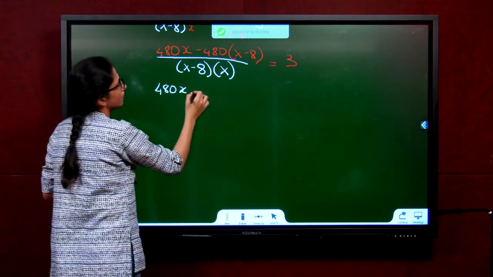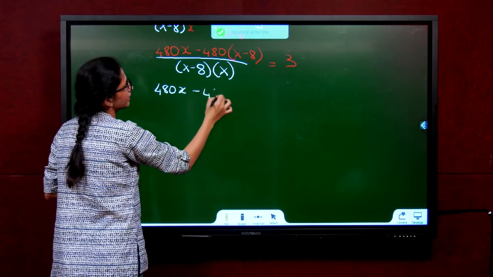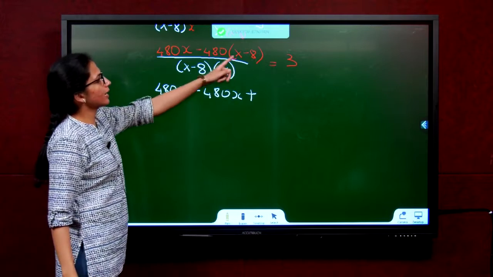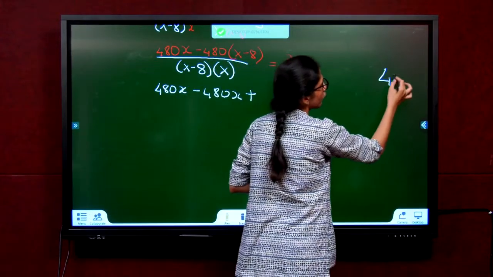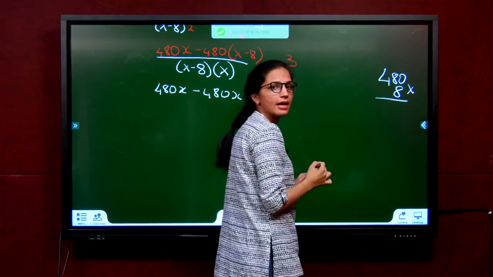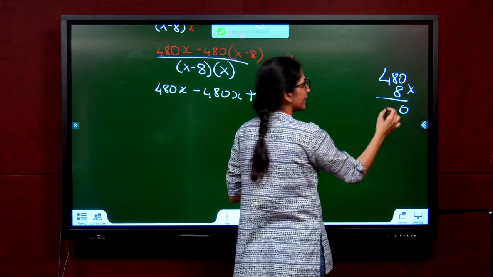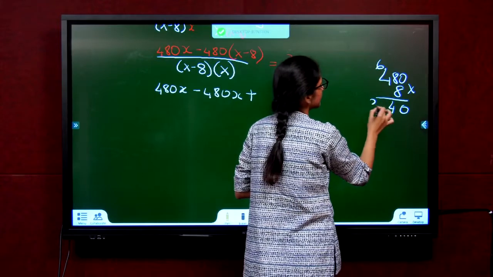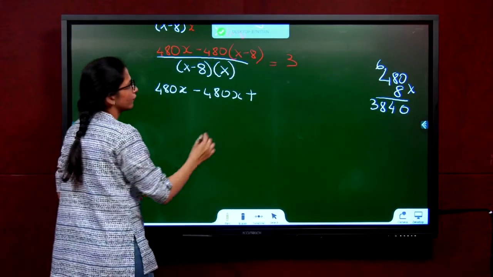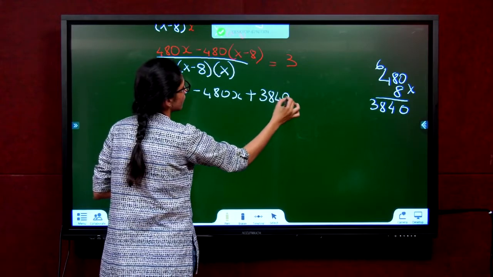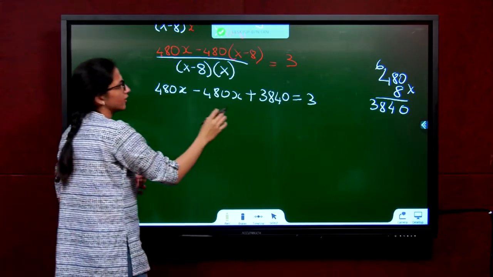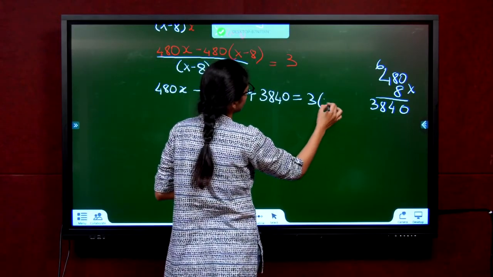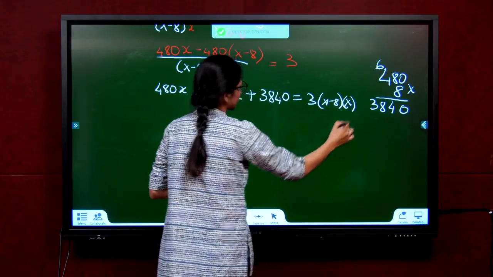480x minus 480 into x minus 480x, minus into minus plus 480 into 8. Let us multiply it. 480 into 8: 8 zeros are 0, 8 eights are 64, 8 fours are 32, 32 plus 6, 38. So 3840. 480x minus 480x plus 3840 is equal to 3. There is a denominator here. I will transfer the whole denominator on top. So it becomes 3 into x minus 8 into x.